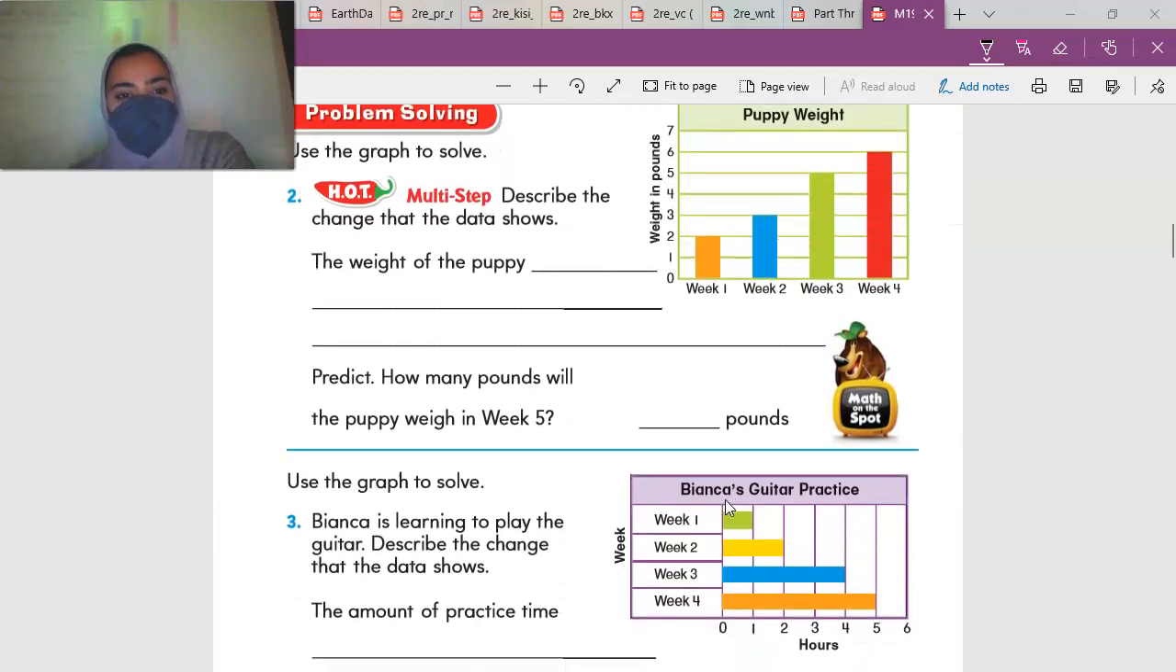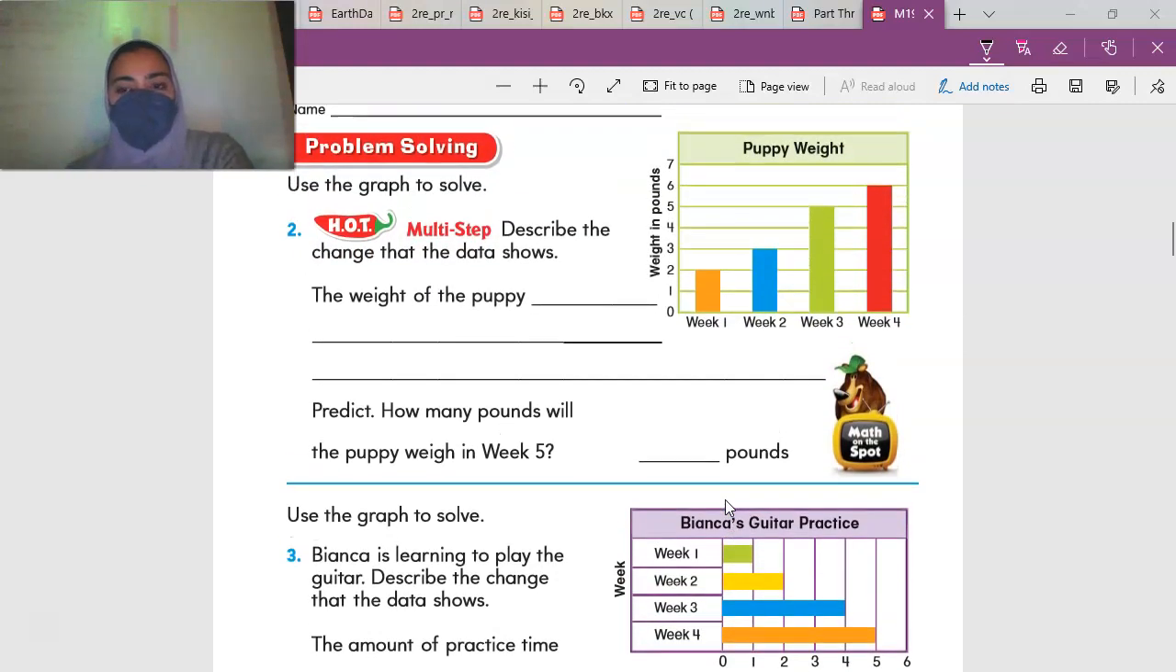Moving on, let's look at number 2. Use the graph to solve. What is this graph telling us? The weight of the puppy. Good, they're measuring the weight of the puppy. Each week, each month, or each year? Week. Each week. Can you measure the weight of a puppy each month?